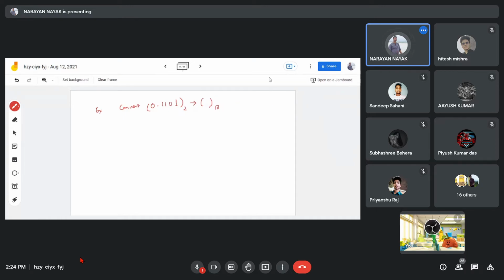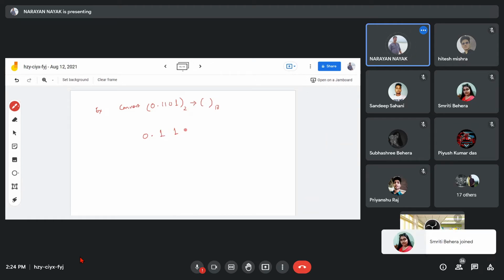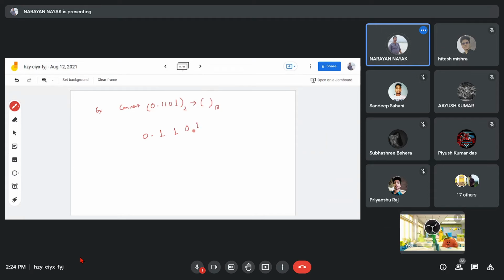First point, you will write like this: 0.1101. Clear? Okay. Now remember the decimal point. This is a decimal point. Right side. So I have told you. Let us say this is 0 point.